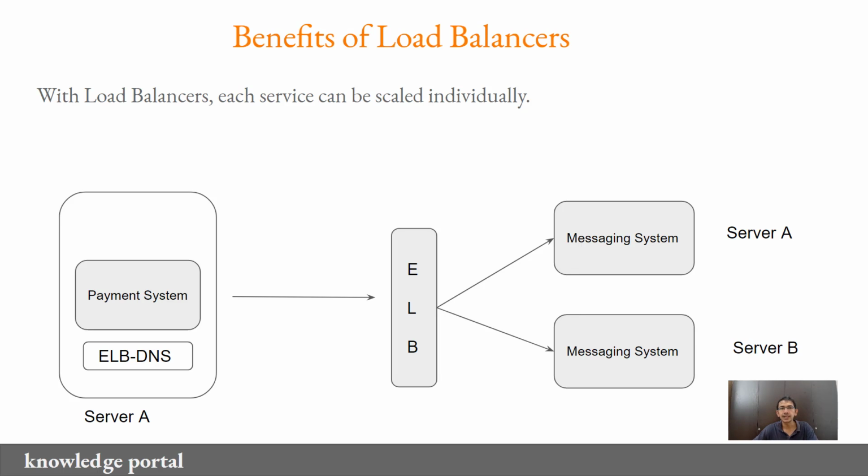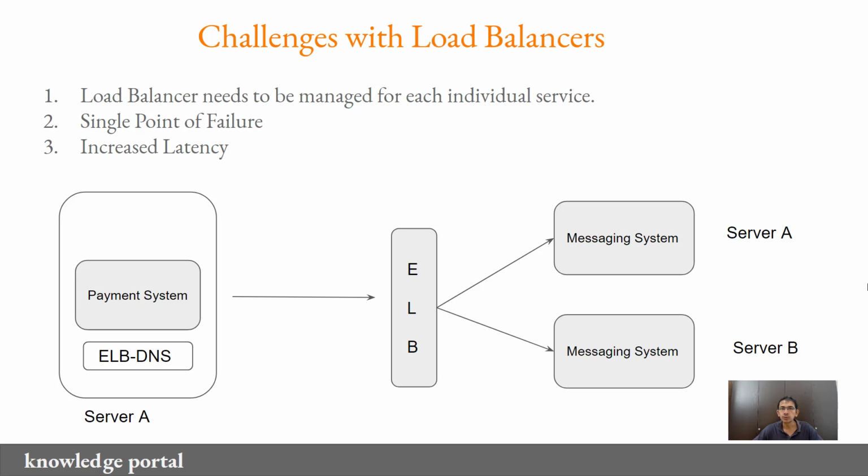In cloud environments like AWS, you can actually have auto scaling here. So behind the ELB, you have an auto scaling group of the messaging system, and depending upon various scaling policies that you set, the messaging system will scale accordingly.